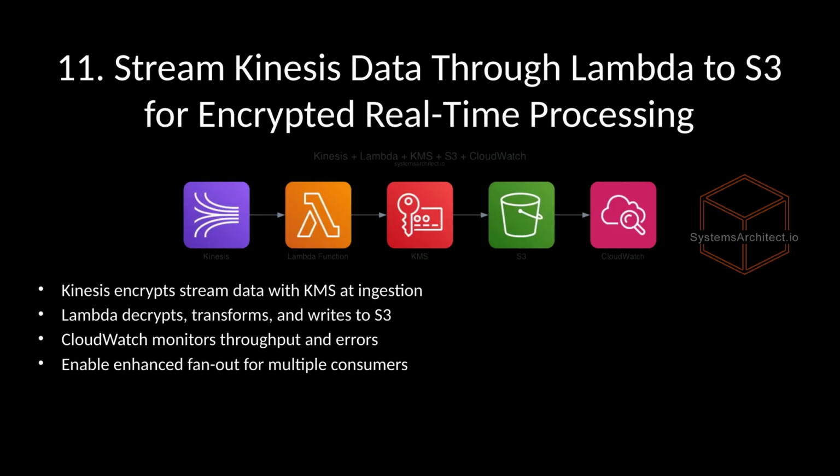11. Stream Kinesis data through Lambda to S3 for encrypted real-time processing. Real-time streams often carry sensitive data the moment they're generated, so encryption needs to start at ingestion. Kinesis encrypts stream data with a KMS key from the moment a producer writes a record.